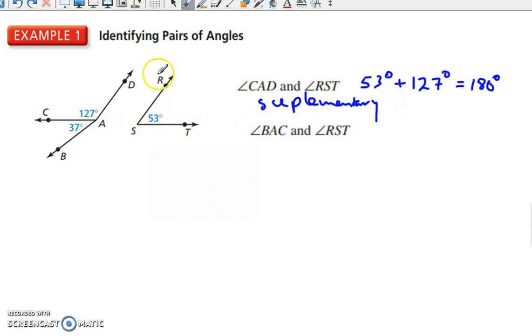And then here we have BAC and RST. So let's check that. 37 plus 53. 30 plus 50 is 80. 7 plus 3 is 10. So that gives me 90 degrees. And so those are complementary.